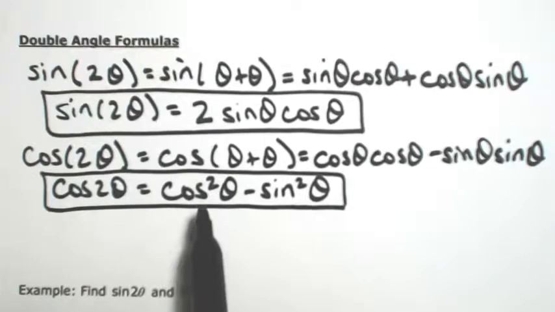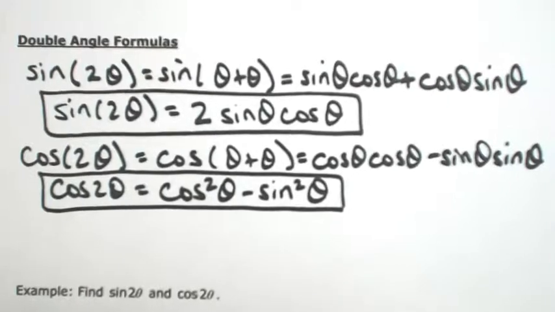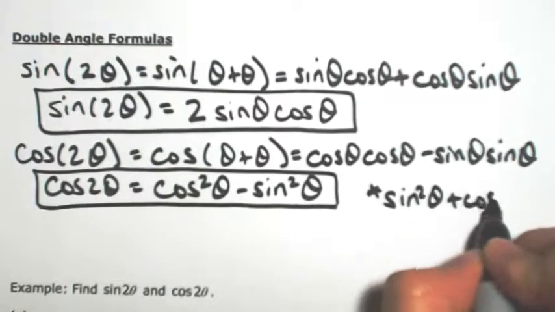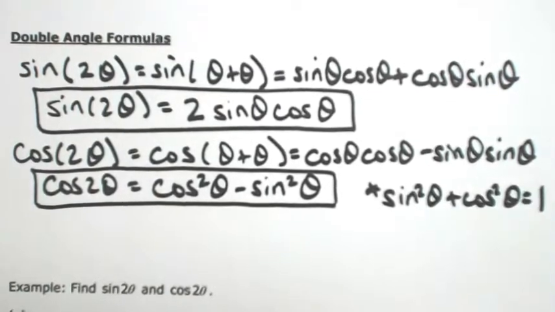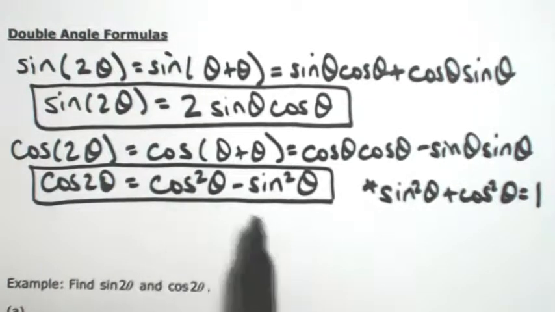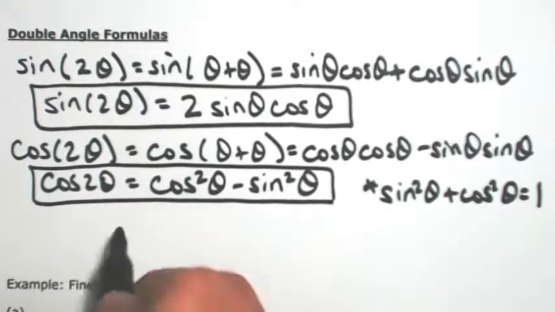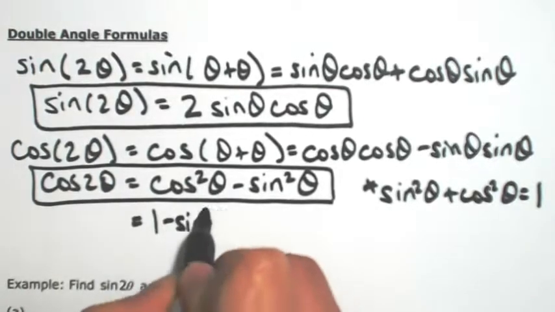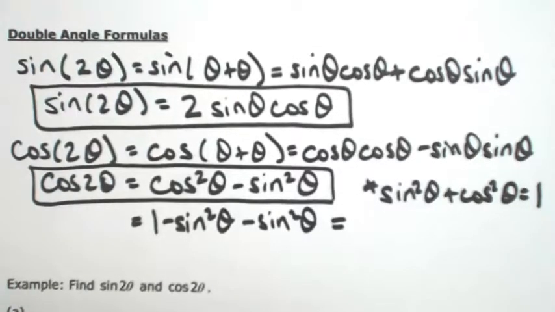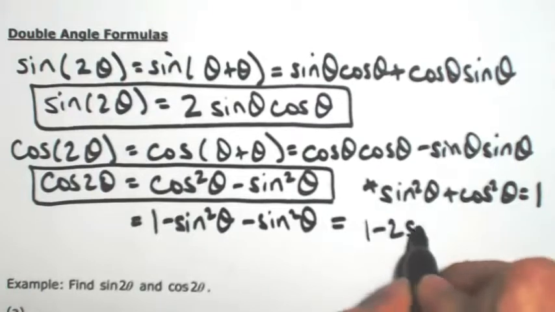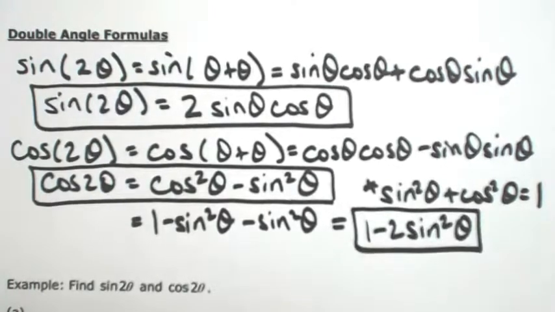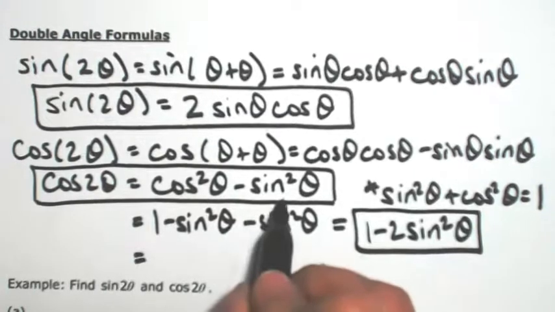Okay, but keep in mind that cosine squared and sine squared can be rewritten using our Pythagorean identities. So we're recalling that the sine squared of theta plus cosine squared of theta equals 1. Rewriting cosine squared theta as 1 minus sine squared theta, we come up with the second formula of 1 minus 2 sine squared theta.